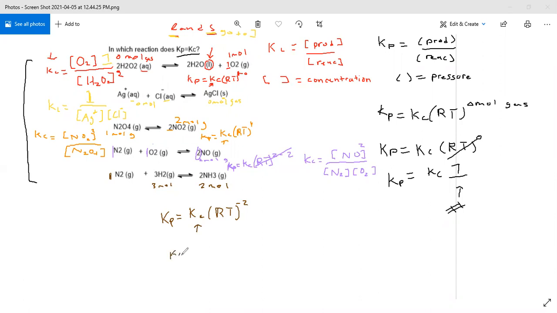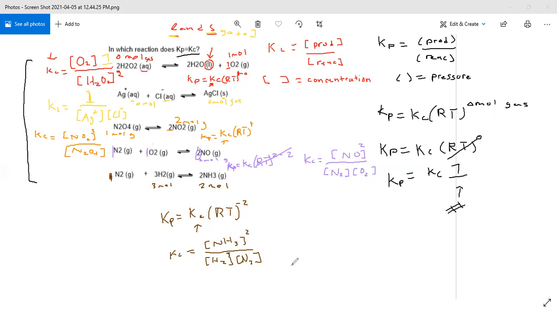Our Kc is going to be equal to the concentration of NH3 raised to the power of 2 because there's 2 of them. And then it's going to be over our reactants, which is going to be H2. In this case, there's 3 moles of H2 gas, so we're going to put 3 here. And then we only have 1 mole of N2, you can see. So here it is. You just plug in the concentrations which would be given to you, and you can find Kc if you are given all 3 of these concentrations.